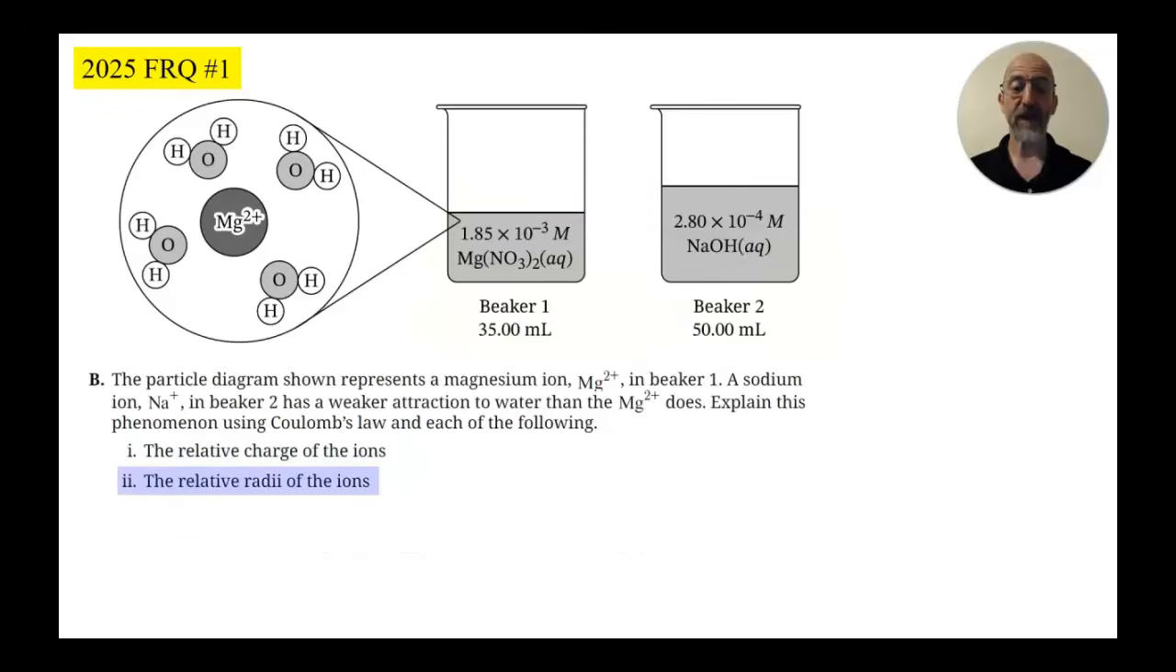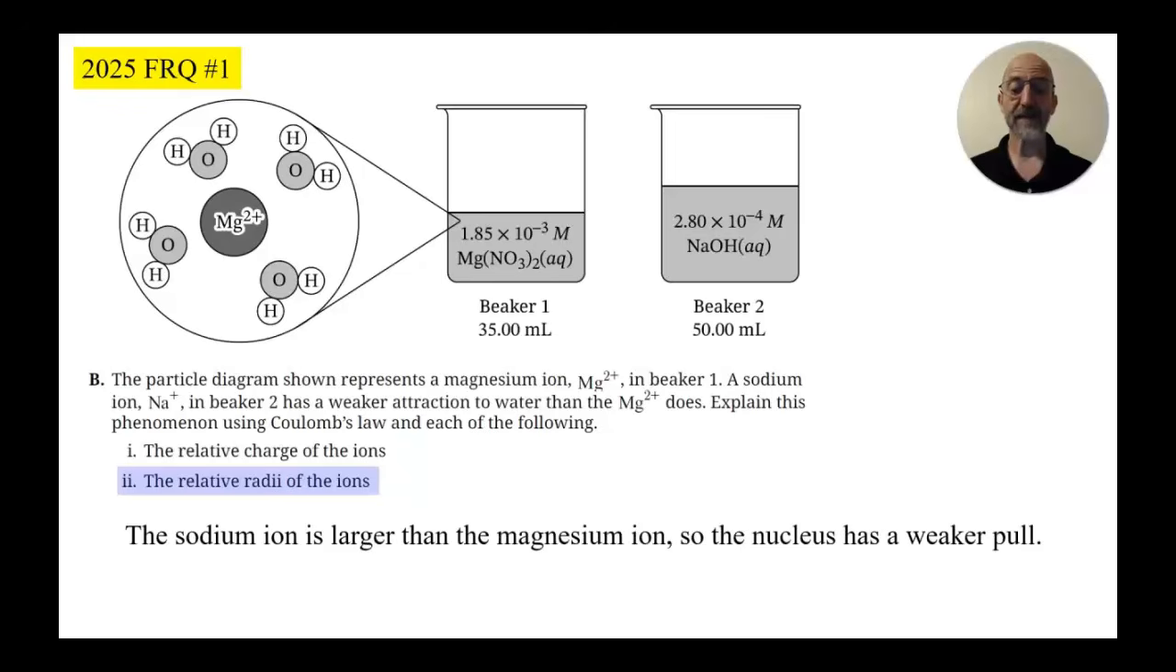Now, with respect to the radii, the student said that the sodium ion is larger than the magnesium ion. Now that's good. That's part of what they should say.